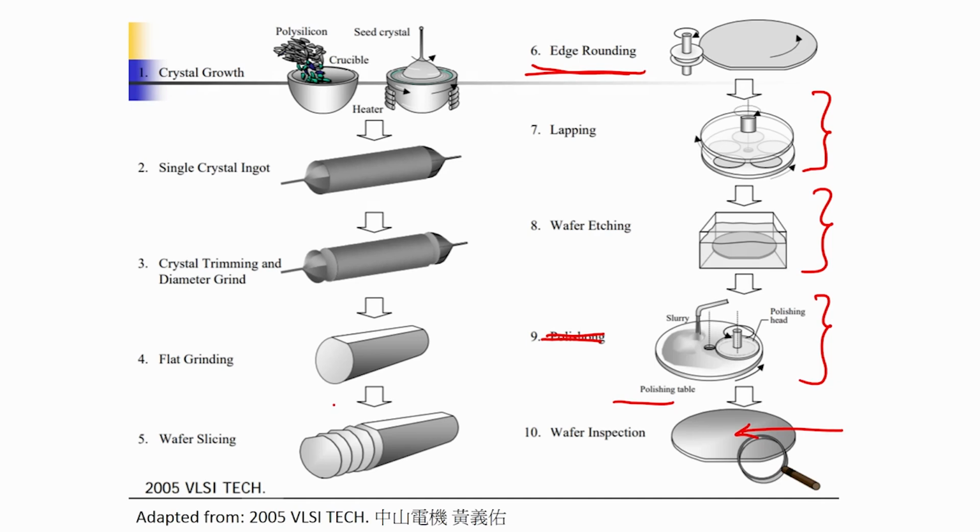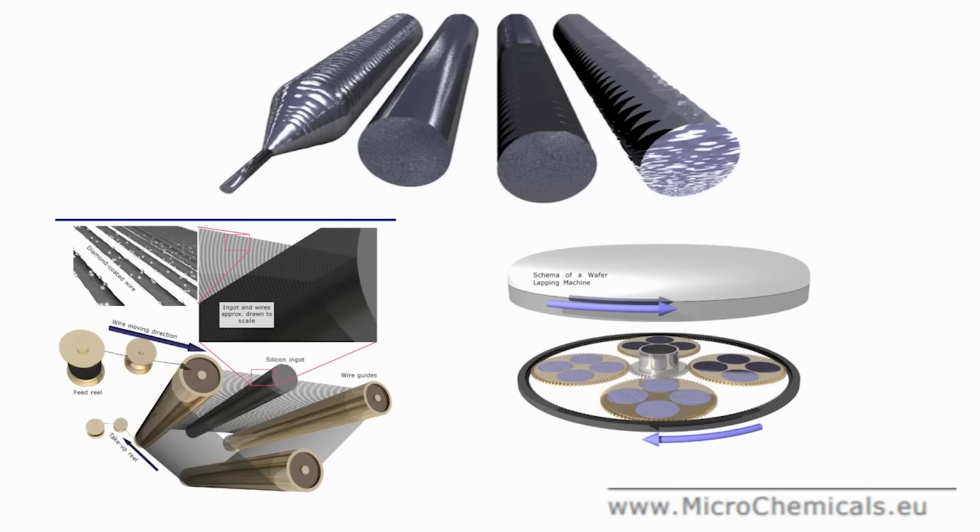Once you have a silicon wafer, you can polish it on one side or on both sides. So you can have a single-side polished wafer or a double-side polished wafer. Easy. Let us go to the next slide then. This is how it looks.